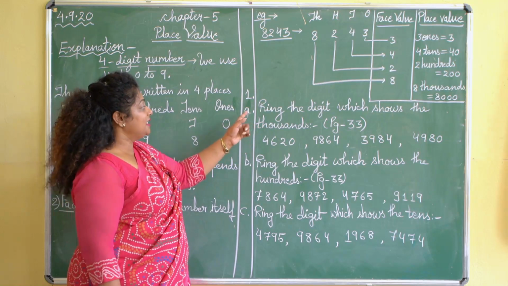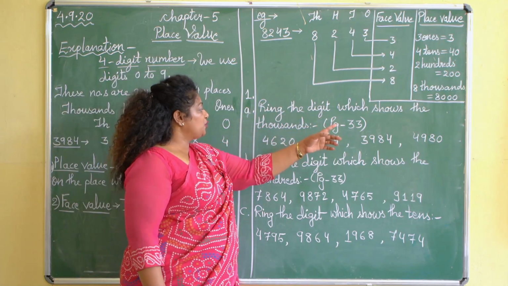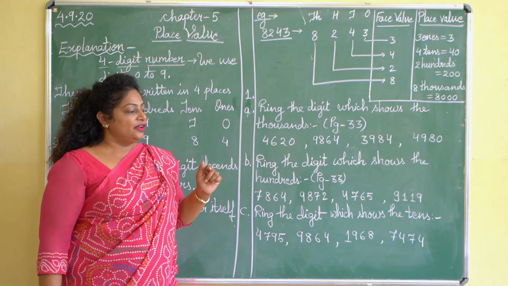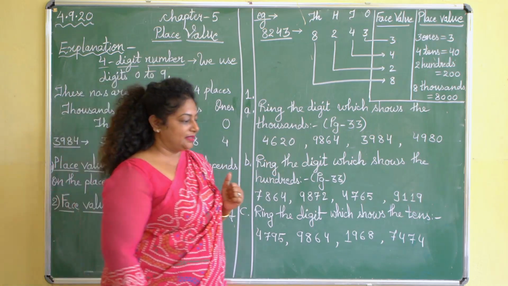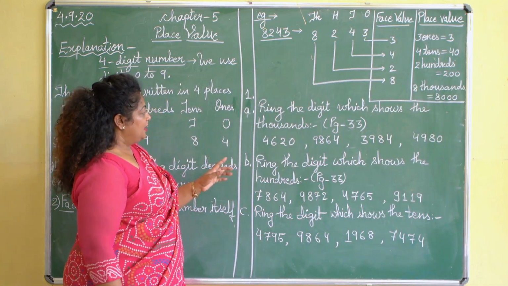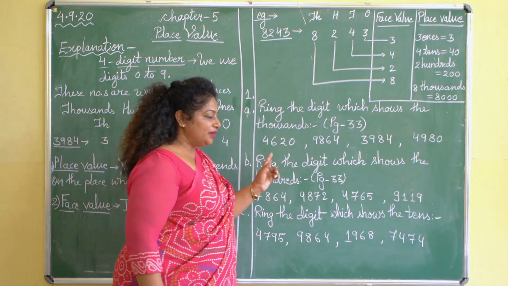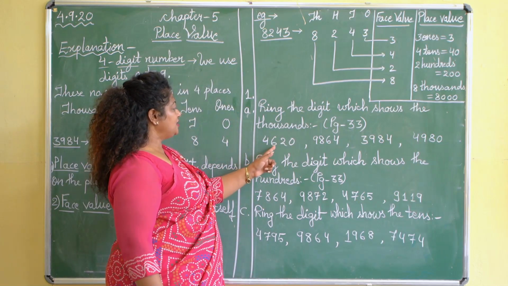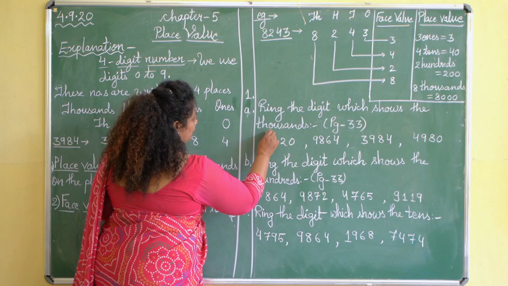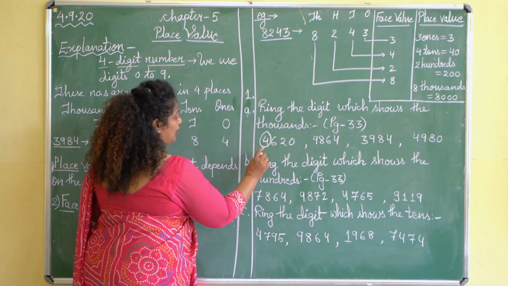Now, let us start with the exercises given on page number 33. First exercise is ring the digit which shows the thousands. Means we have to ring the digit which is at thousands place. Now let me show you. The first one is 4620. So the number 4 is at thousands place, so we have to ring 4.